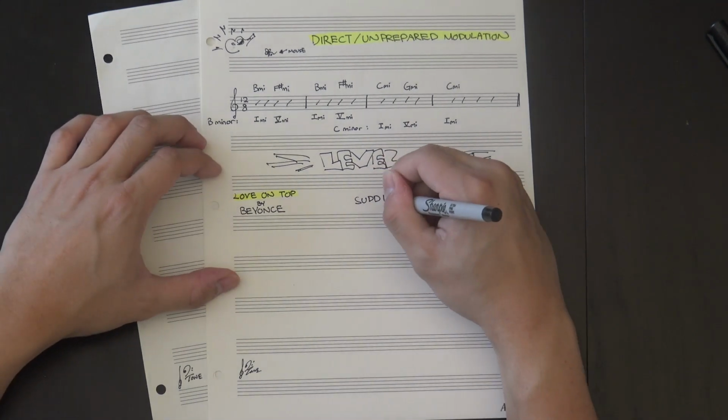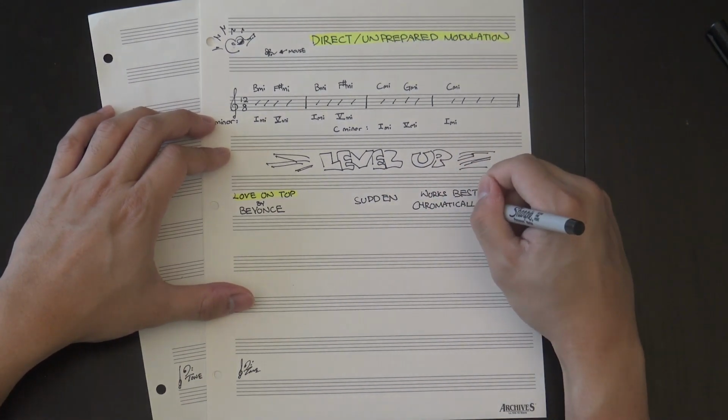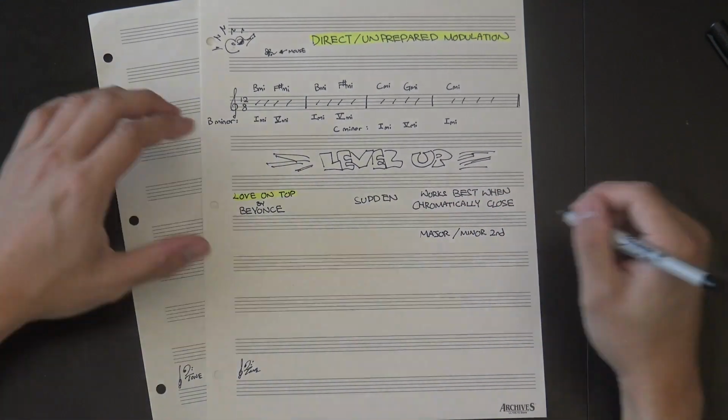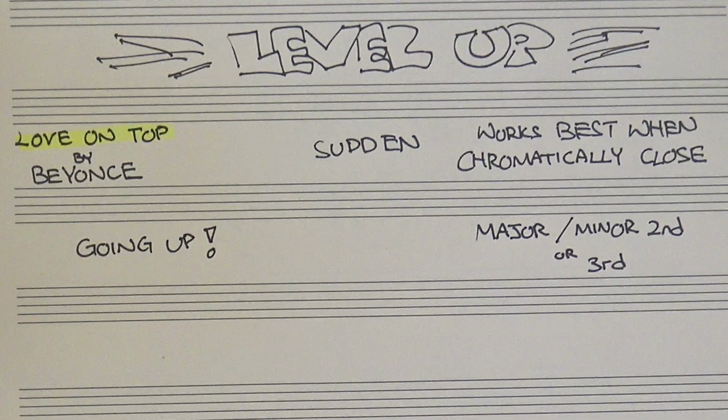Because it's sudden and unprepared, direct modulation works best when it's moving to keys that are chromatically close to the original key. Often this means either a major or minor second, although thirds are doable as well. Because the point is to lift the energy up, these tend to ascend. You rarely see direct modulations moving down.